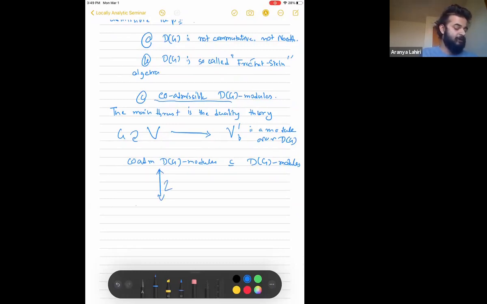I think there is something there. But if a DG module is co-admissible, if you take a representation and its dual is co-admissible, you call them admissible representations, admissible G representations.